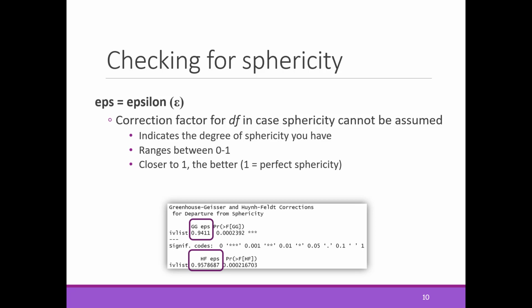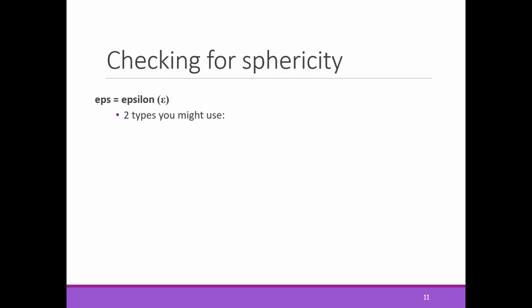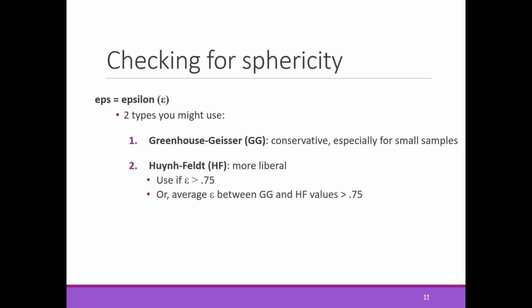So it's kind of an index of the degree of sphericity that you have, and it ranges between 0 and 1, and the closer to 1, the better. In this case, the epsilon is very high. Let's talk about the two types of epsilon that you see. The first is Greenhouse-Geisser, abbreviated GG, and that is a more conservative epsilon, especially for small samples. The Huynh-Feldt, the second one, abbreviated HF, is a more liberal approach with epsilon. You want to just eyeball the epsilons that come up here for GG and HF, and think about whether or not they are greater than 0.75 or so.